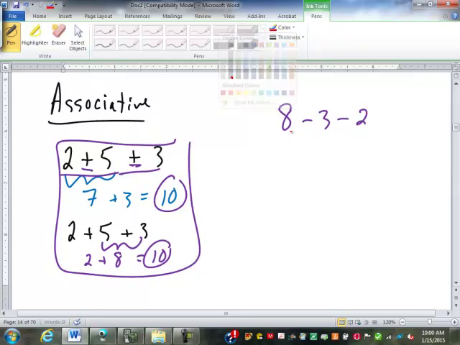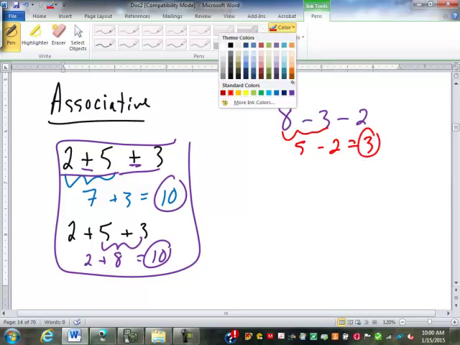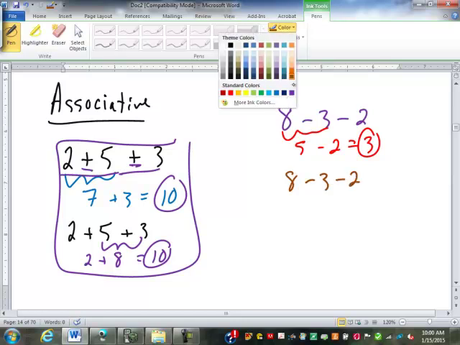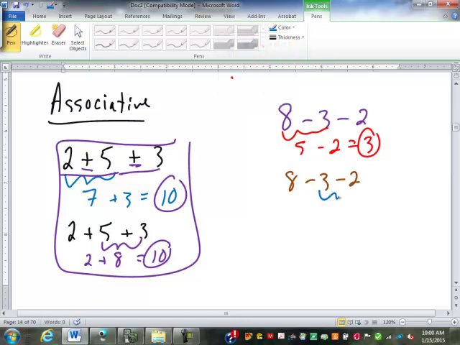If we had 8 minus 3 minus 2, well, 8 minus 3 is 5. Minus 2 would be 3. But for 8 minus 3 minus 2, if I did the second part first, 3 minus 2 is 1, 8 minus 1 is 7. That does not work. Subtraction is not associative. So all that's saying is you can't change around orders with subtraction.